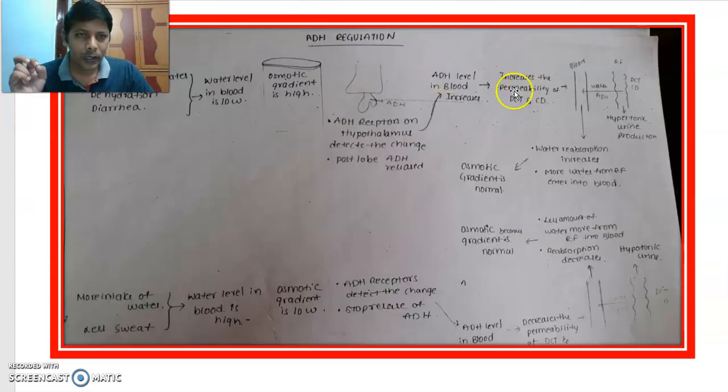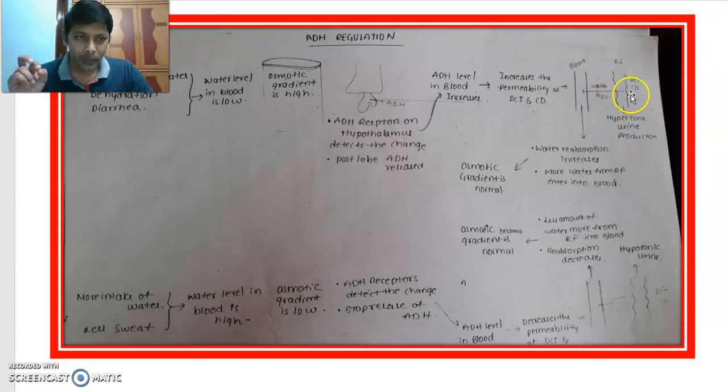Permeability for water increases in the DCT as well as in the CD. Imagine this part is the DCT as well as the CD, collecting duct. What is present in the DCT and CD? Renal filtrate, glomerular filtrate. From this filtrate, because of the presence of ADH hormone, water is reabsorbed into our blood from the collecting duct and DCT.